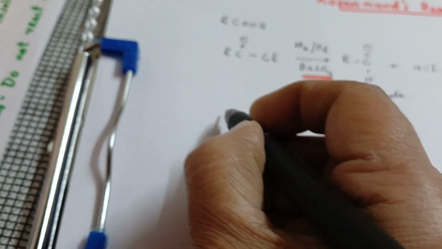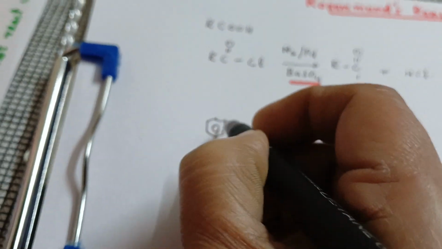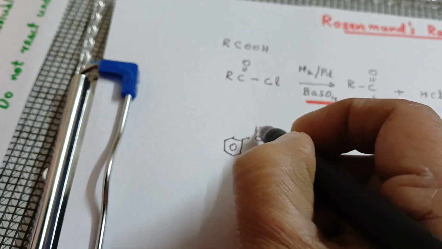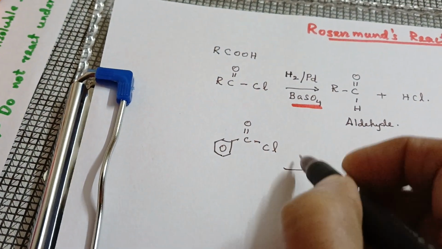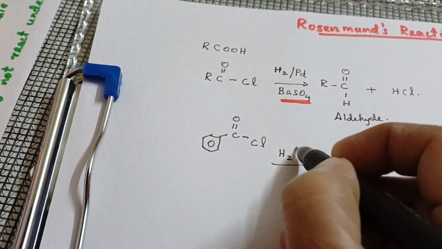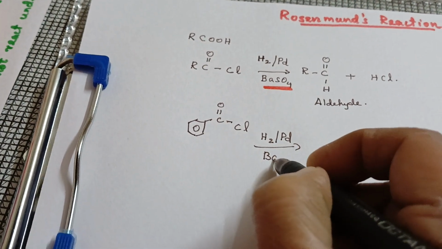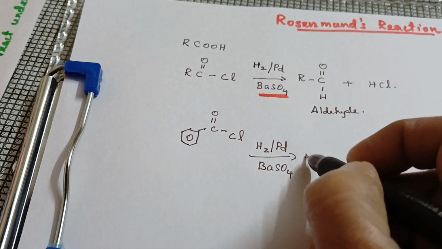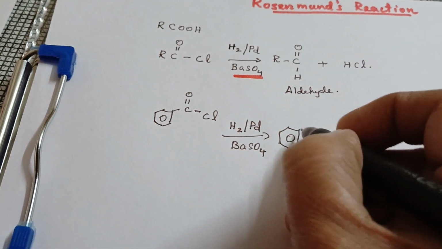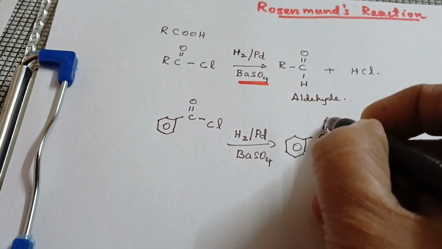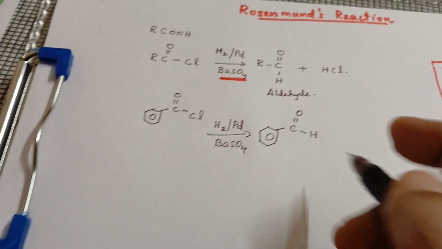So what if, say, benzoyl chloride, C double bond O Cl. Again, if it undergoes Rosenmund's reduction, you will be getting benzaldehyde. So this will be the product here.